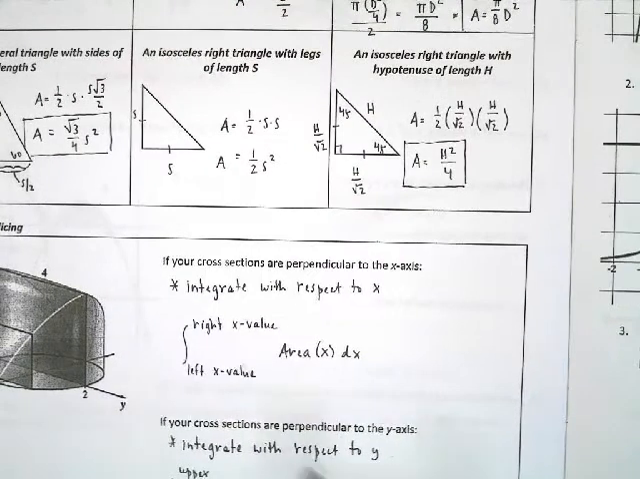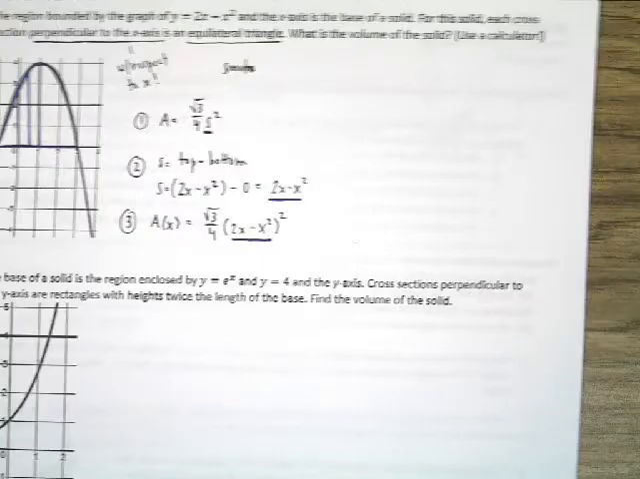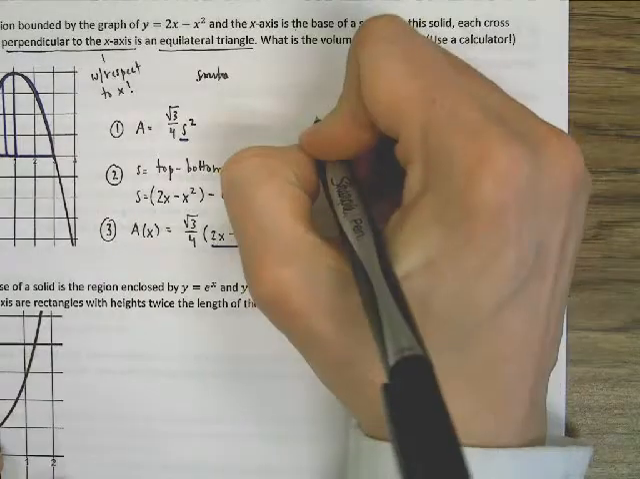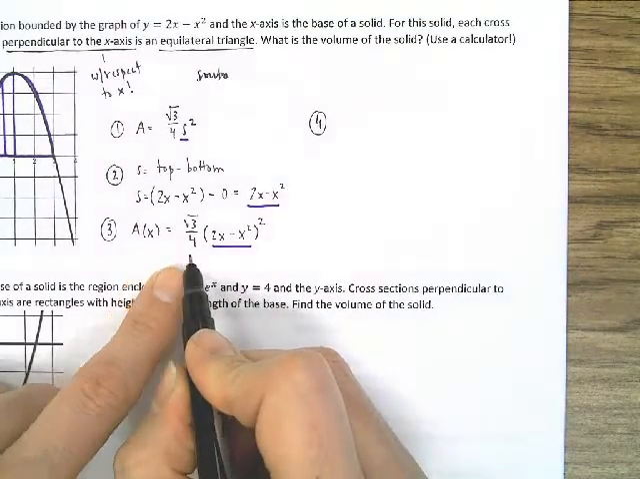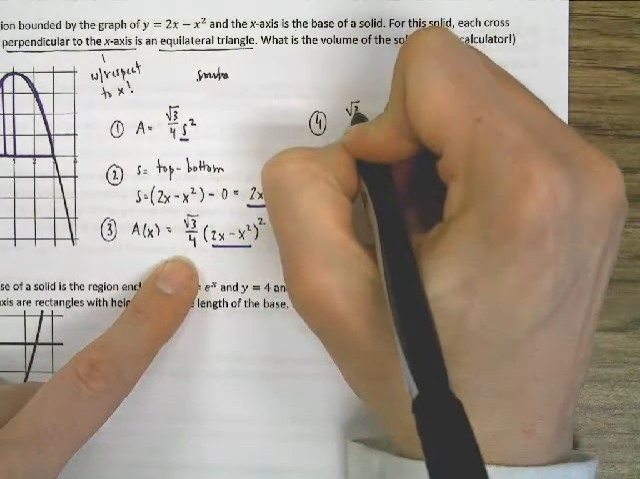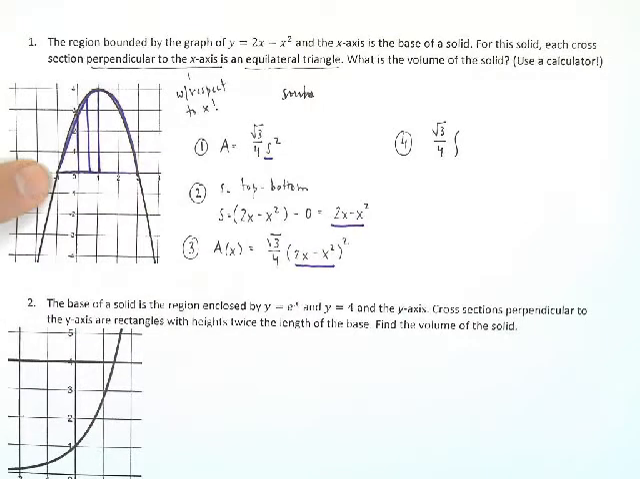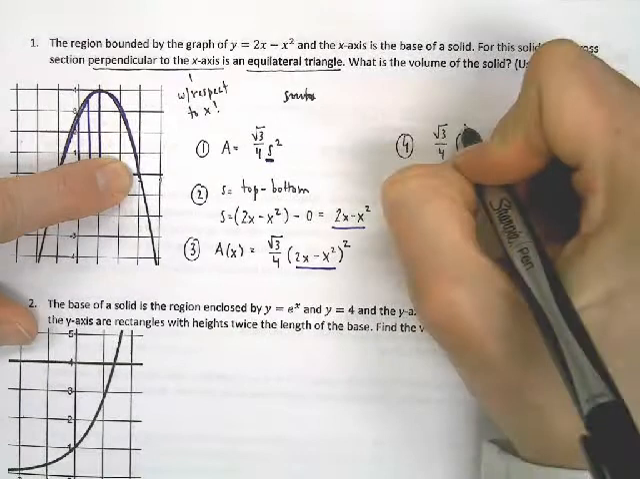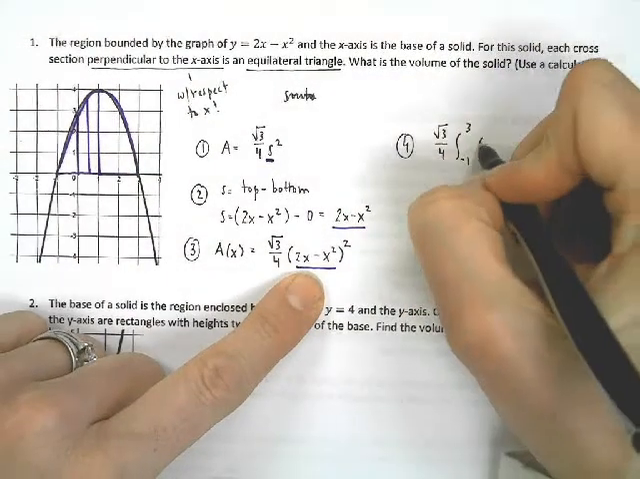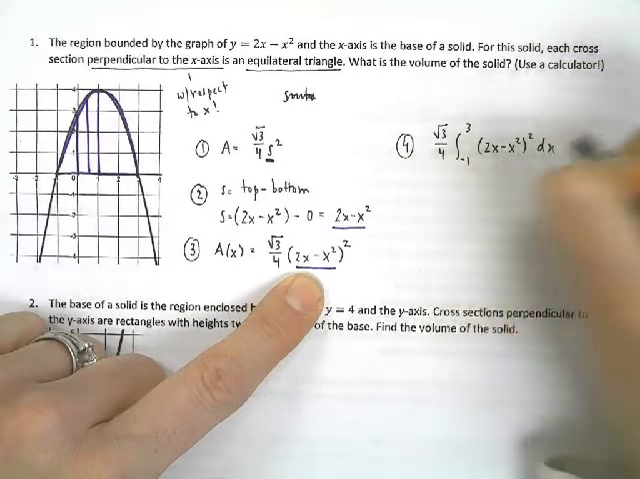So now we have what we need. If we look back here, we said we're going to integrate that area formula in terms of x. So that's what we're going to do now in our step 4. Now when I integrate, I like to pull any constant factors out front. So I'm going to do root 3 over 4 times the integral. Well, here my left x is -1. My right x value is here at 3. And then I'm going to integrate 2x minus x squared dx.